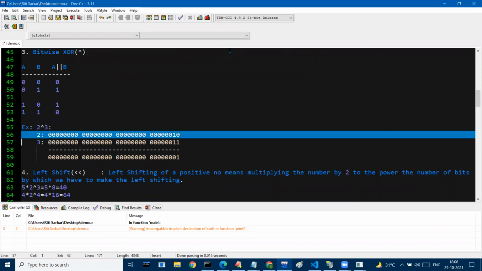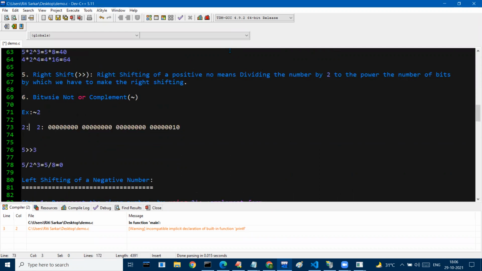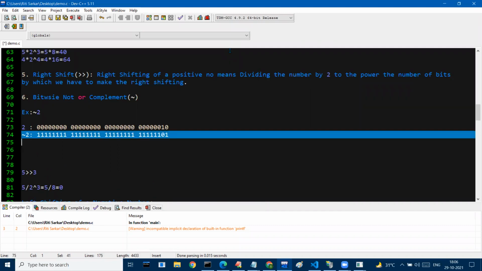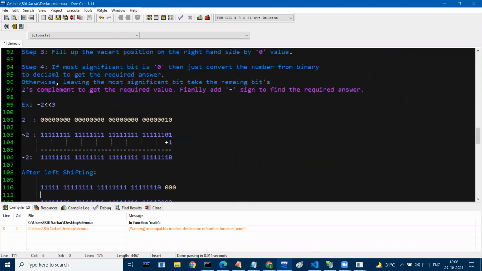Sir, 2 means this. What about the complement of 2? Sir, all are 1, and 0 will be 1. 1, 1, 0, 1. Now, do you think this is the answer? We will convert it from binary to decimal and that is the answer? No. Again, as the most significant bit is 1, the remaining story is the same.